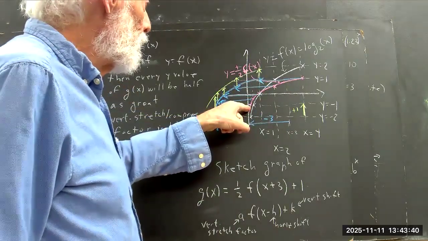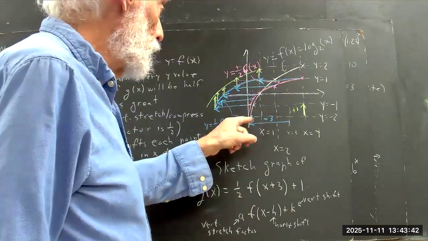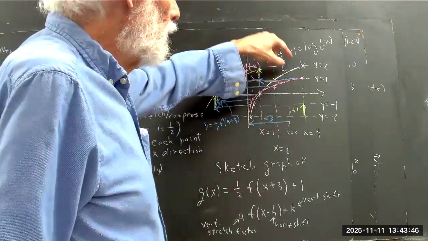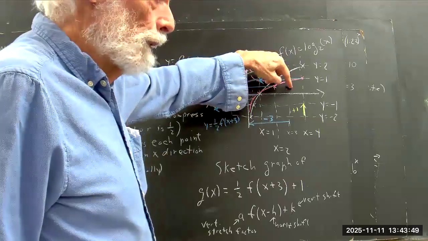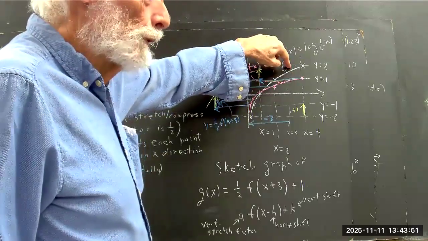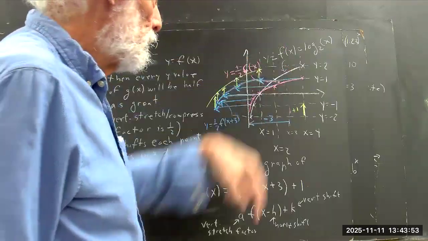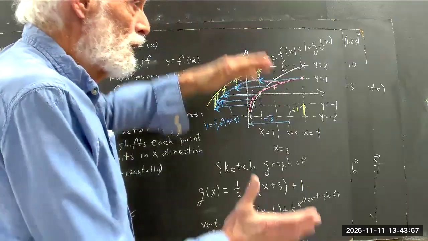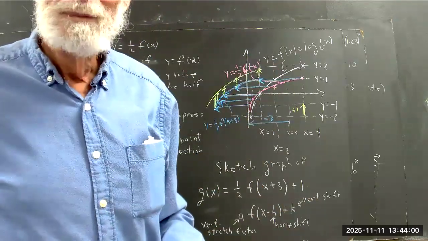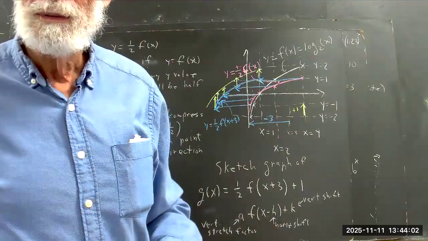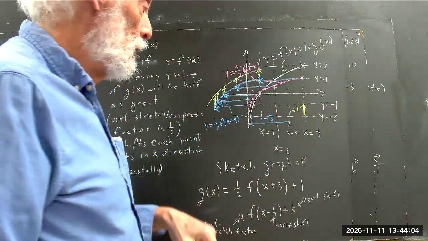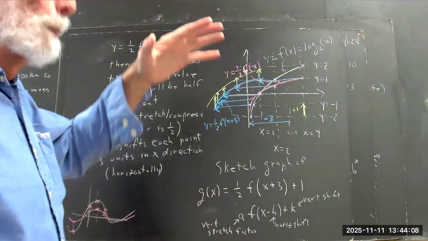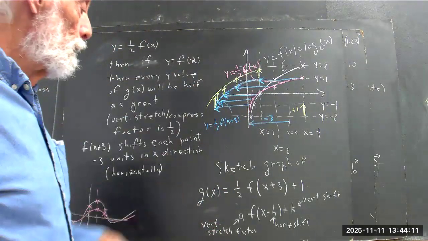Every point here is twice as close as a corresponding point here, meaning twice as close as the point directly above it on the f of x graph. Every point on the red graph is twice as close as a corresponding point on the white graph. So the white graph has been squashed down by a factor of 2, or multiplied by a factor of 1/2. It's been compressed by a factor of 2, but the factor is 1/2. And 1/2 compresses the graph, as you can see here.